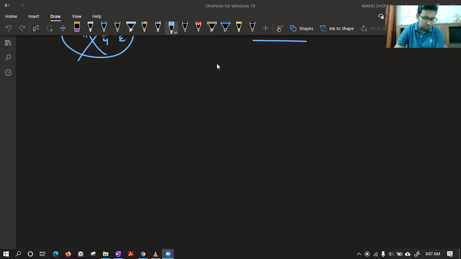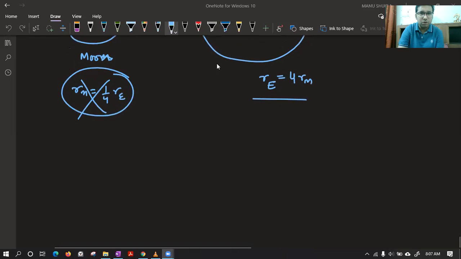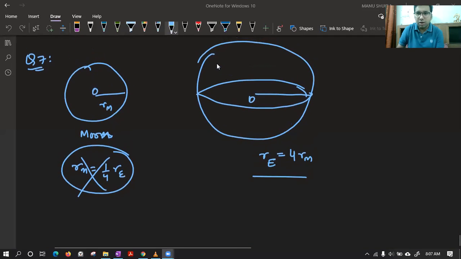In this question number 7, we were discussing yesterday, no? We can complete this question today. In 7th, the diameter of moon is approximately 1/4 the diameter of Earth. So given to us was, if this is moon and this is Earth, they are saying radius of moon is 1/4 radius of Earth.